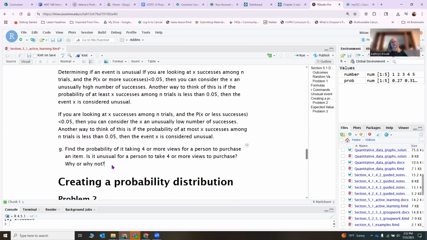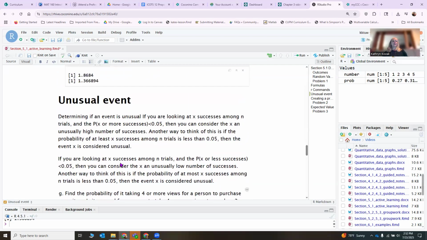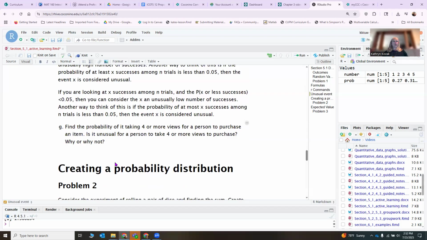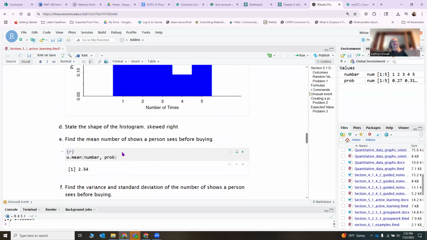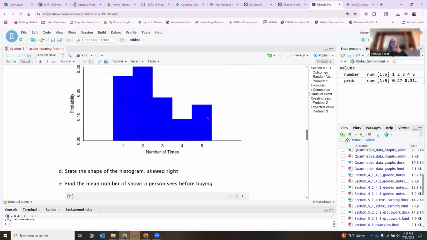So now let's find the probability of taking 4 or more cues per person to actually buy an item. So let's find that probability. So we're looking for the probability of 4 or more. Well, if I go back up to my data here for a moment, what I noticed is 4 or more means 4 or 5. So these two together would be the answer.